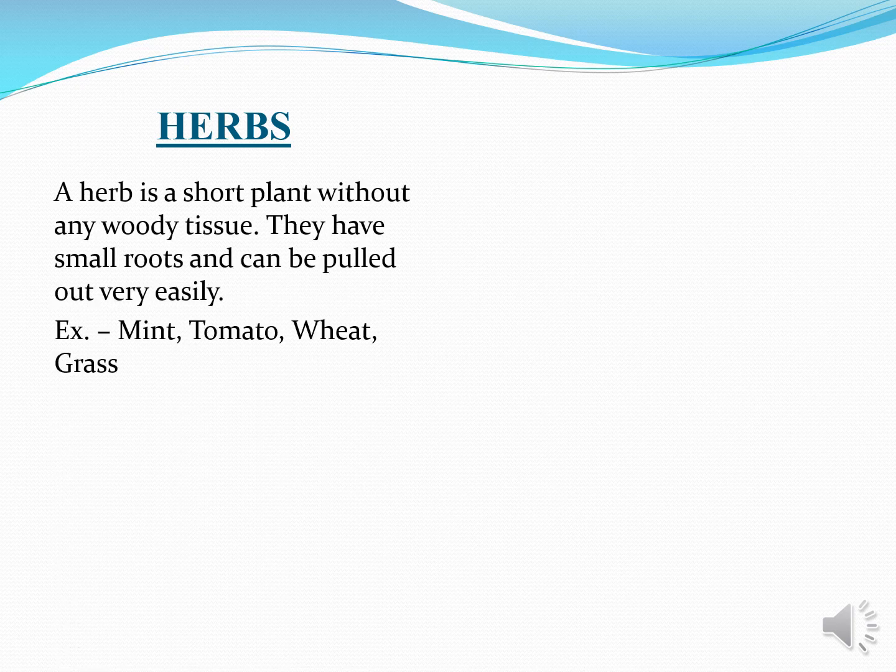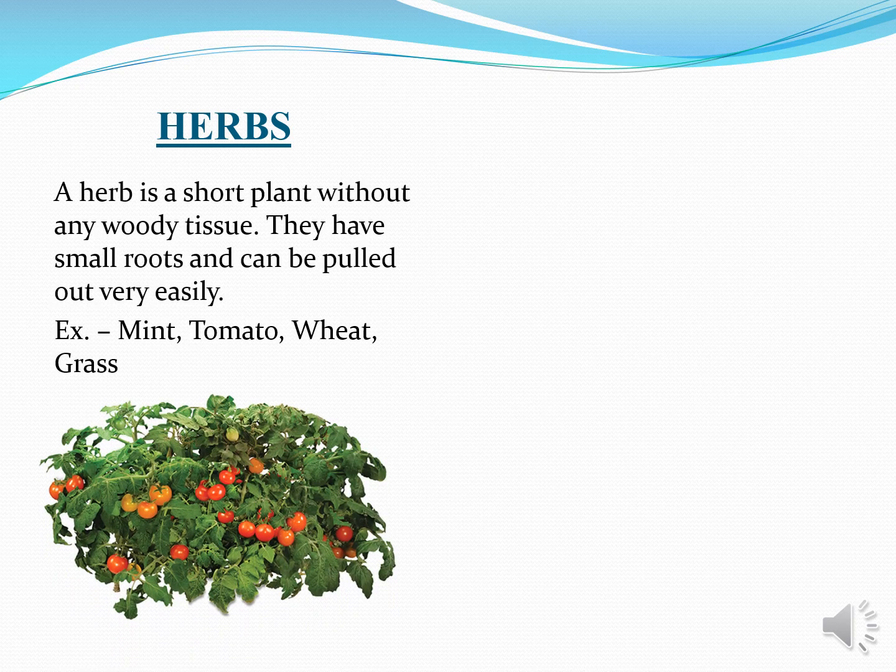Now next is herbs. A herb is a very short plant without any woody tissue. They have small roots and can be pulled out very easily. If you try to pull out the grass, it will be taken out very easily from the ground. Generally, they do not have branches or have very few branches.